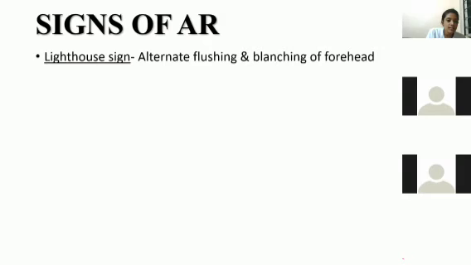So the first thing is the lighthouse sign. Lighthouse sign means alternate flushing and blanching of the forehead. In aortic regurgitation, the patient may show the lighthouse sign. That means alternate flushing, blood flushing, and then blanching. Blanching means without blood. So alternate flushing and blanching we can observe in the forehead.